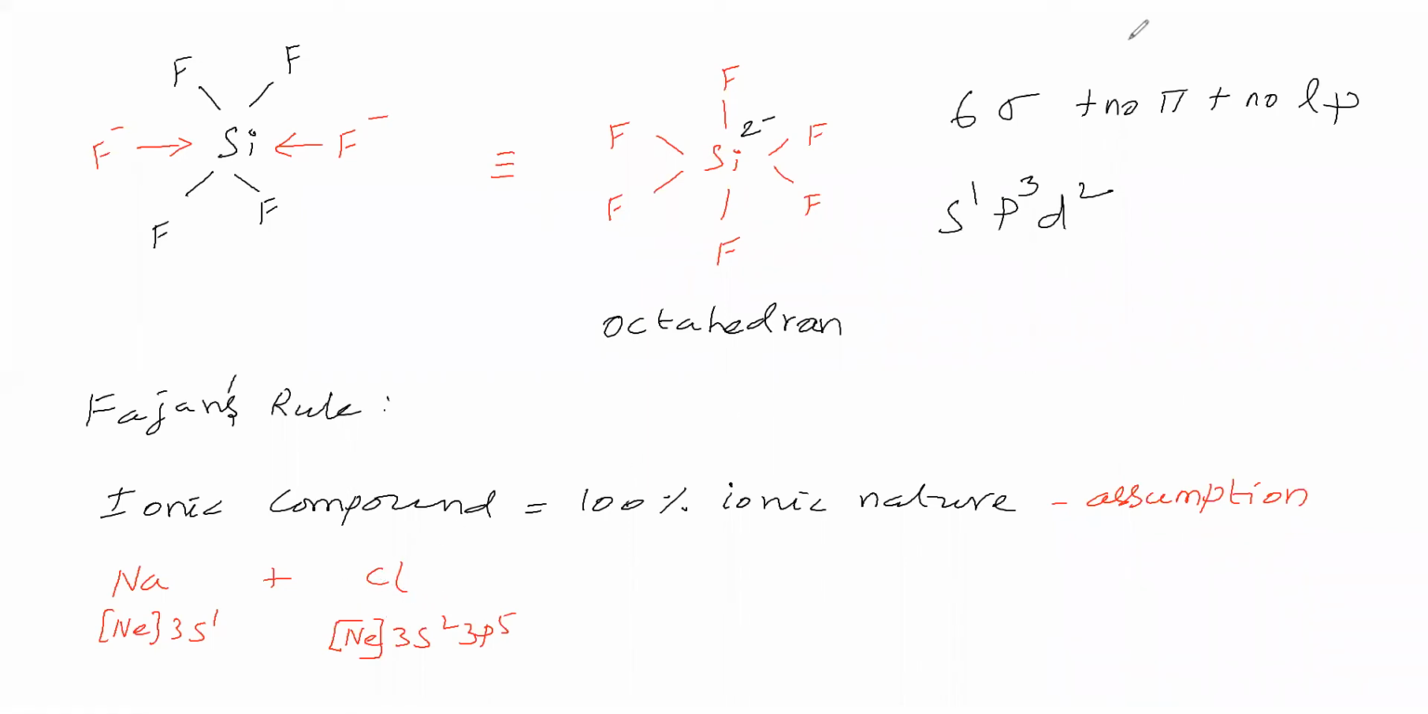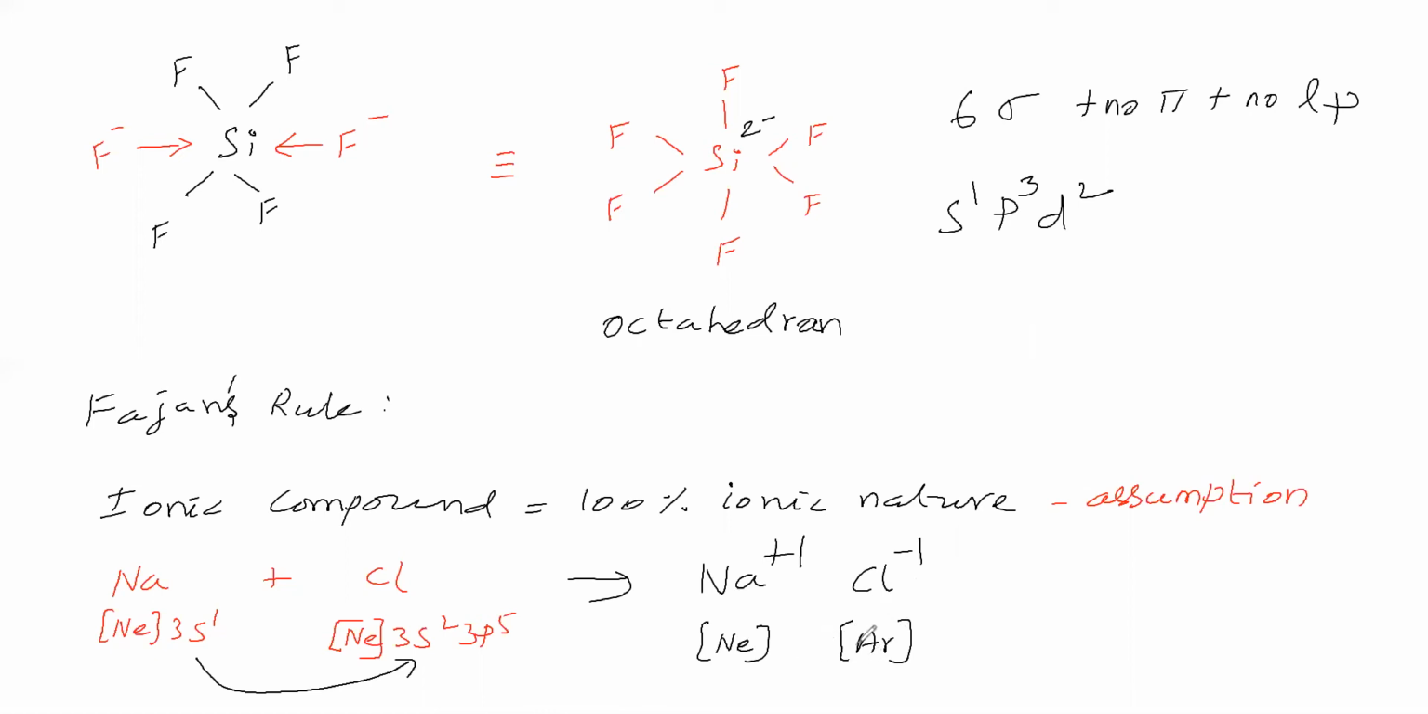Therefore, one electron is transferring from sodium to chlorine. Sodium loses one electron, therefore +1. Now the configuration is neon. Chlorine gains one electron, therefore -1. Now this configuration is argon. So Cl minus, its configuration is argon. Sodium donates one electron, therefore it becomes Na+. Its configuration is neon.